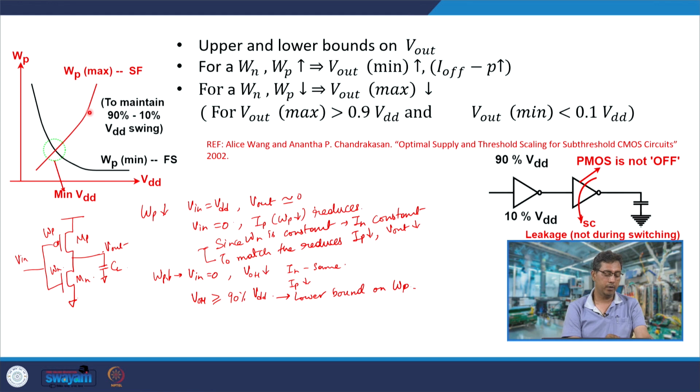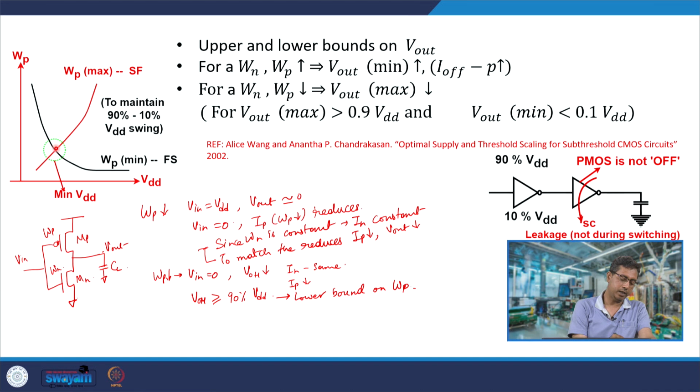If you reduce VDD, what happens to this upper bound? When you reduce VDD, the input is VDD for the N MOSFET and its VDS is almost 0. The current through the P MOSFET also reduces because its VSG is reducing, and therefore this upper bound on WP also keeps on reducing. Wherever these two meet, beyond this it is not physically possible. So, here the upper bound on the P MOSFET size and the lower bound on the P MOSFET size both are matching. So, what do you mean?